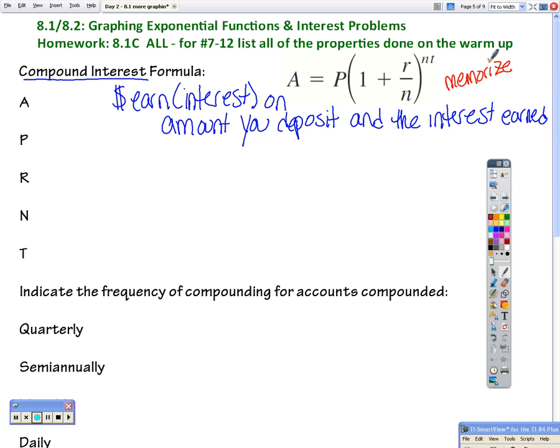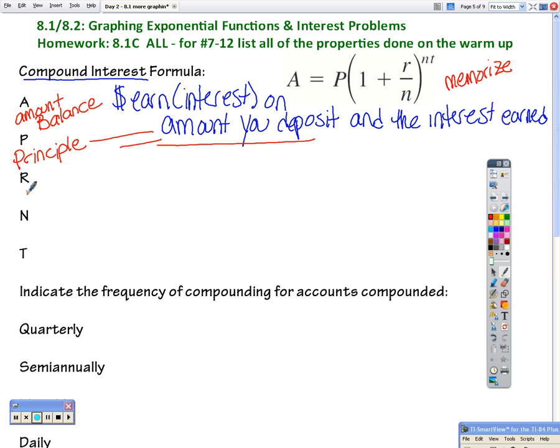So A stands for the amount in your account, which the word for that is the balance. So it's your balance in your account. At the end of the month, you have $500. That's A. P stands for the principal, spelled P-A-L, not the kind of like the school, which is spelled P-A-L-E. That's the amount you deposit. That's the principal. The initial amount you put into your account.